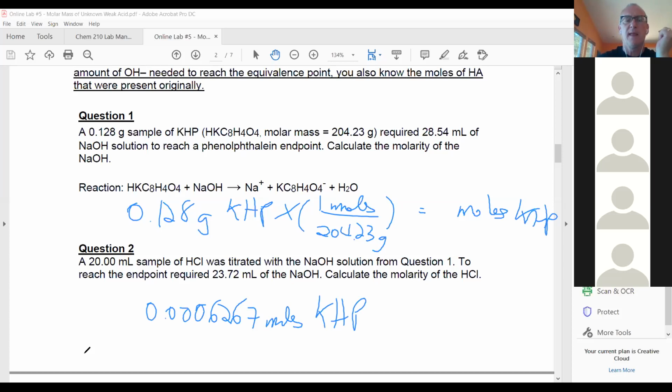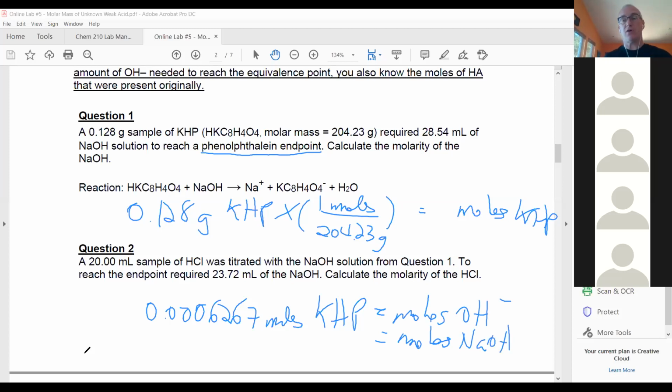So we know when I reach the end point, when the phenolphthalein changes color, that means that the number of moles of hydroxide and the number of moles of KHP are now the same. So at the end point, how many moles of hydroxide do I have? I have a 1-to-1 ratio, yes, but how many actual moles of hydroxide ion do I have? The same as KHP. That equals the number of moles of KHP and equals the number of moles of hydroxide ion, which also equals the number of moles of sodium hydroxide.